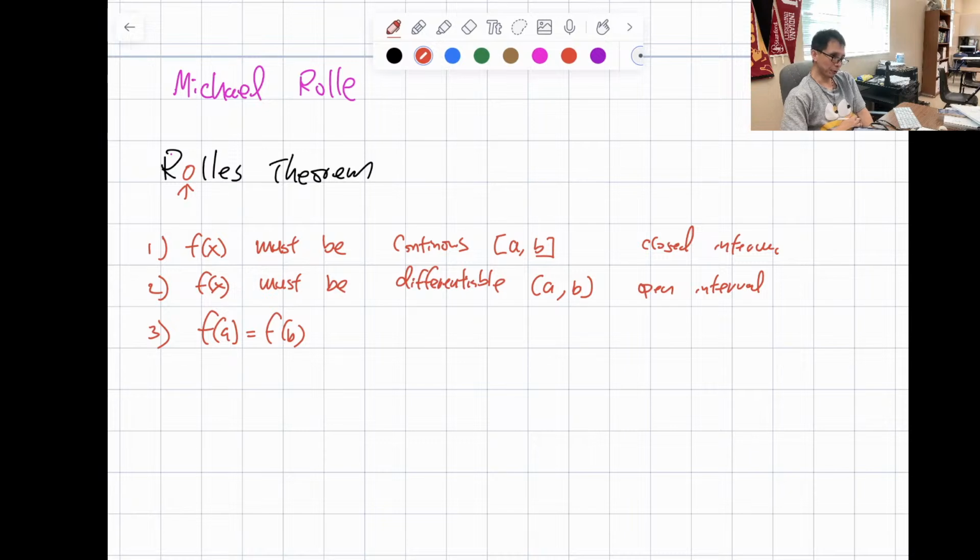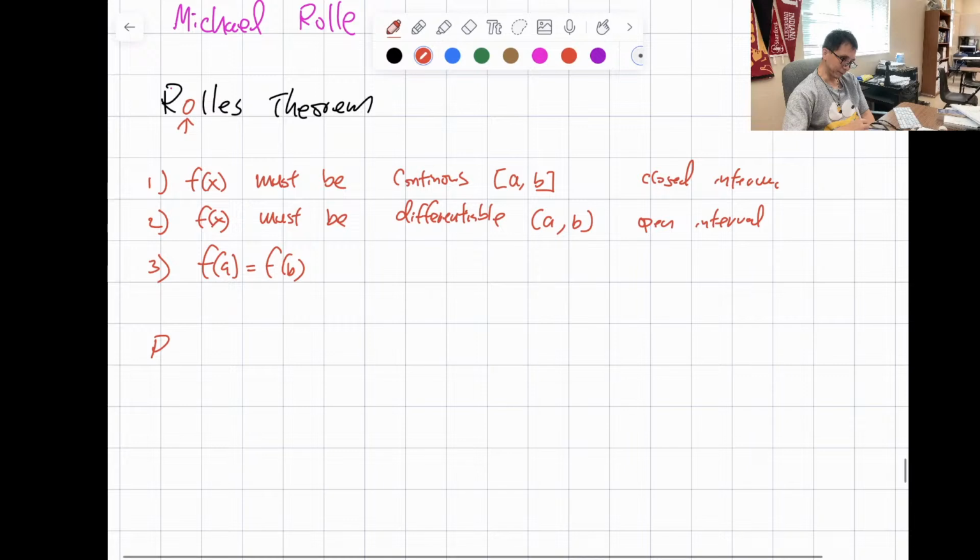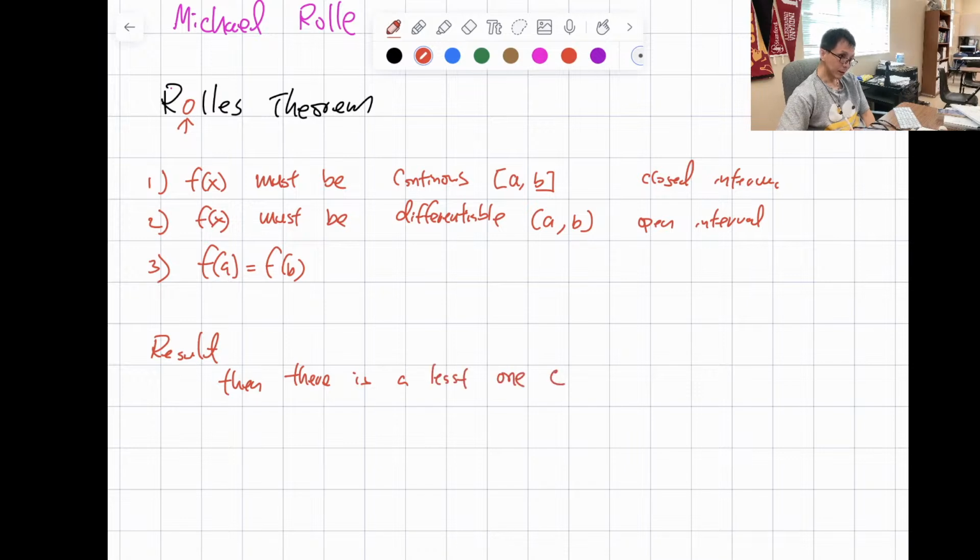Now, people are very visual, they can kind of see what happens. The result is then there is a C, there is at least one C in the open interval (a, b) such that f prime of C is equal to 0.